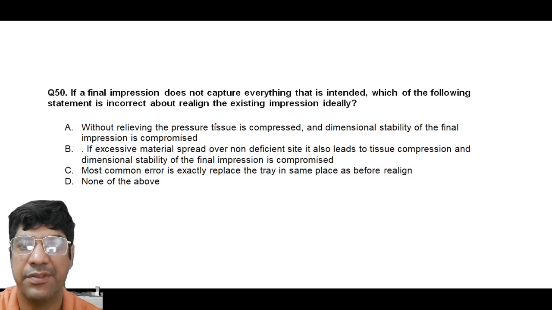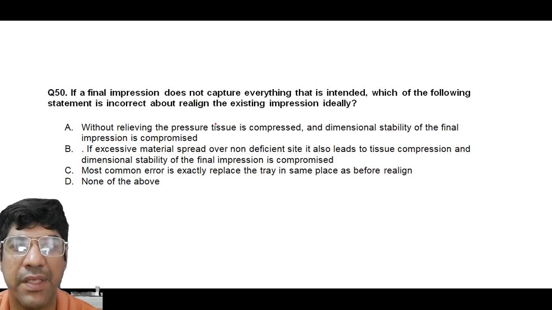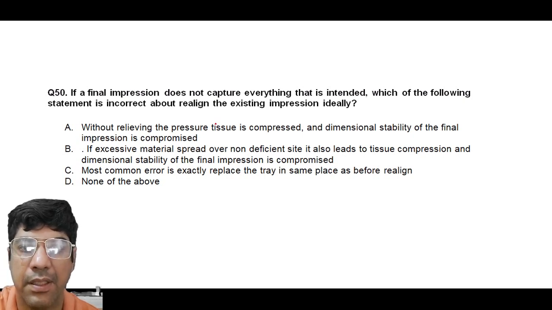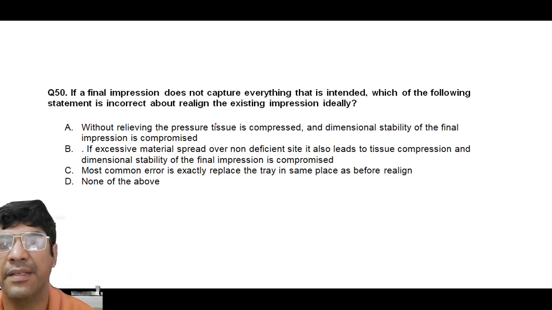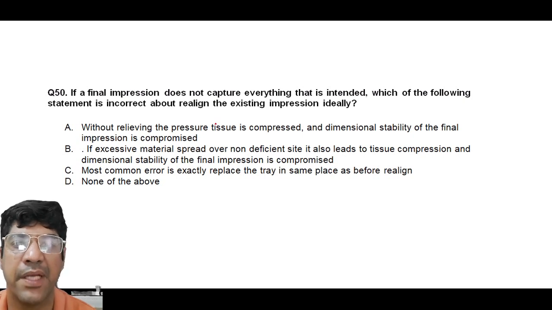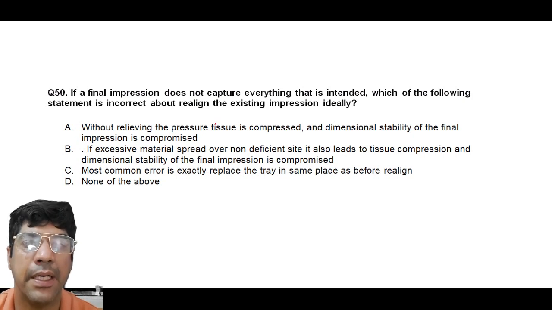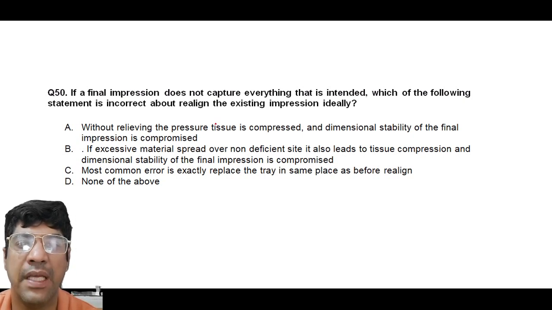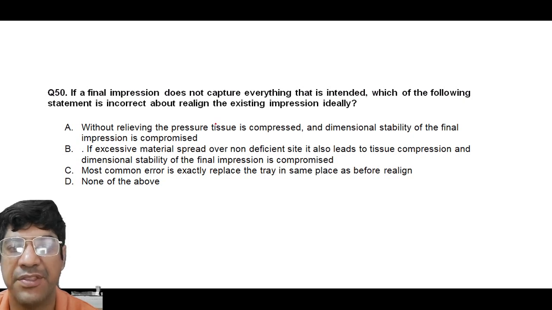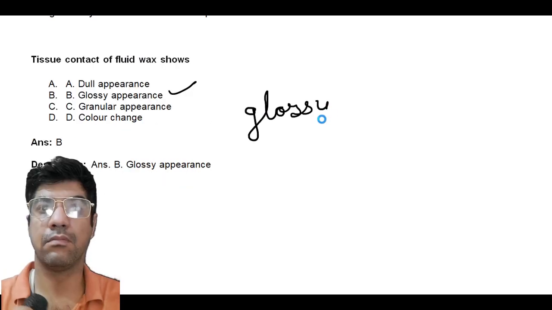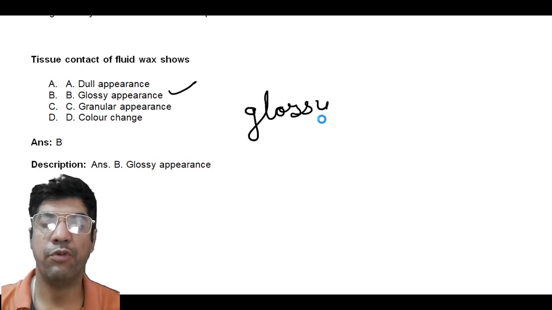If a final impression does not capture everything that is intended, which of the following statements is incorrect about realigning the existing impression? In the context provided, it is emphasized that ideally the final impression should not be realigned for any correction. Instead, it should be repeated. The reasons include the need to relieve pressure on the soft displaceable tissue to avoid tissue compression and to ensure the dimensional stability of the final impression. So the answer is D. Moving to the next question.